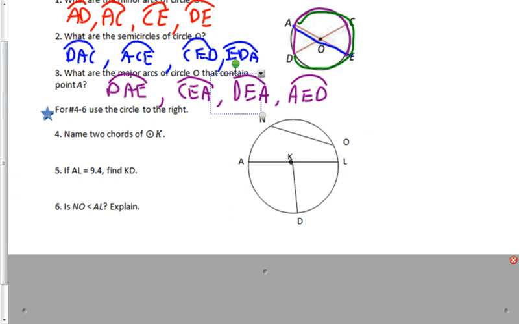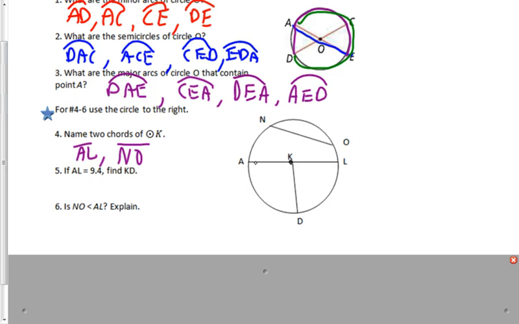All right, let's look at the circle to the right. Number 4 says name two chords of circle K. So chords are something that has two endpoints on the circle. So technically, segment AL is a chord, but we're going to call it a diameter. And then you can also say segment NO. It says if AL is 9.4 whatever units, find KD.